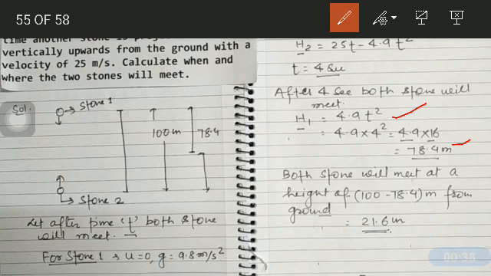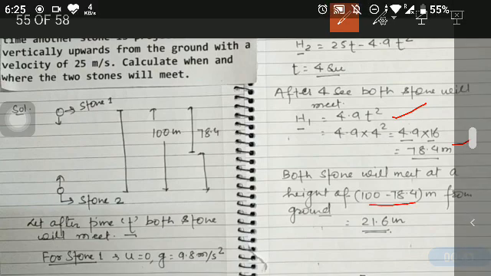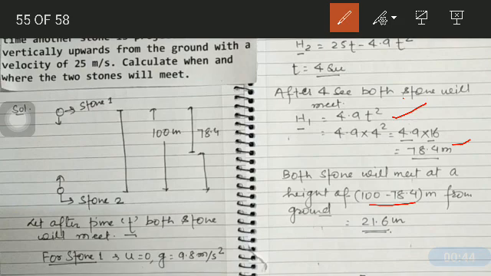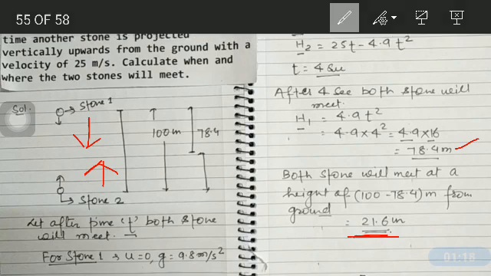So both stones will meet at a height of 100 minus 78.4 meters from the ground, that is 21.6 meters. Why have we calculated the difference, that is 21.6 meters here? Because 78.4 meters is the distance covered by stone 1 while reaching the ground, and 21.6 meters is the distance covered by stone 2 while going from the ground to the top. So if the question is asking at what distance from the ground they meet, it will be 21.6 meters. I hope you understood.